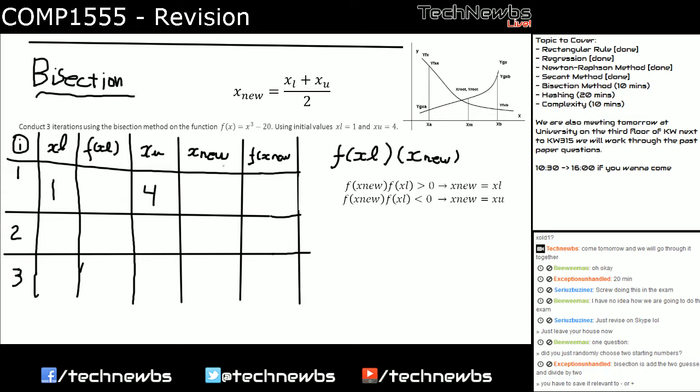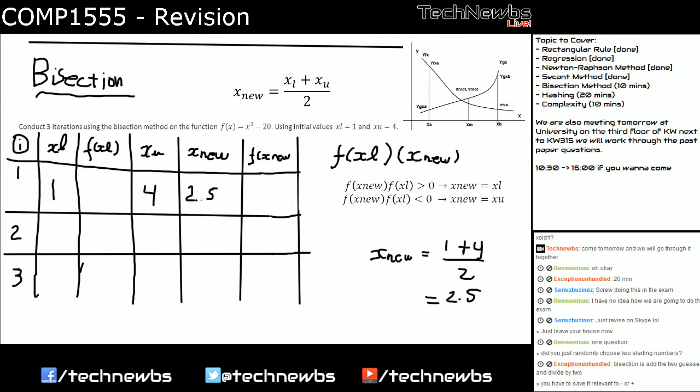To find x new, as it's been said, it will be, I'm gonna do the first one, x new will be 1 plus 4 divided by 2. So that's a 4, not a 9. 1 plus 4 divided by 2, which is 2.5, and that's the value of x new. So 2.5.